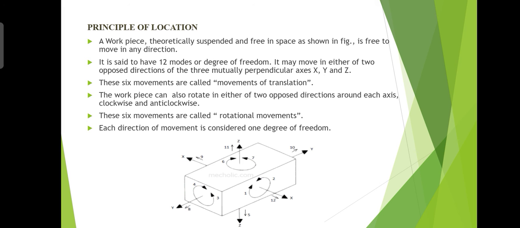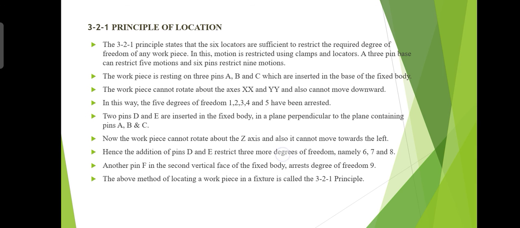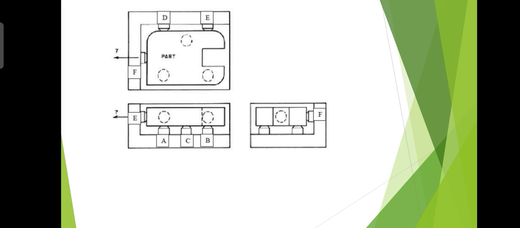So this is the basic diagram of the principle of location, and I have already explained to you the 3-2-1 principle of location, and these are the pins A, B, C, D, E, and F. These are the six pins that can restrict the motion in nine directions, and if the total degrees of freedom are 12, and you want to restrict all 12, you have to use a clamping device that can restrict the remaining 3 degrees of freedom.